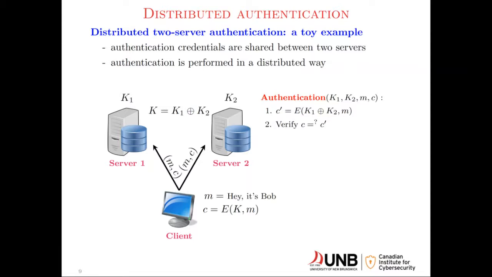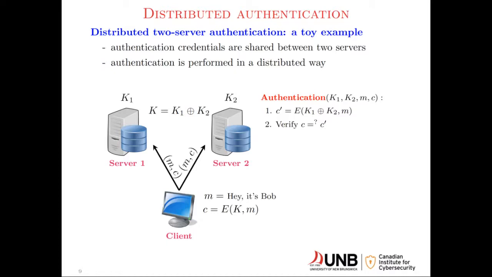If the server can compute the same ciphertext, then the authentication is done, because the key is only known to the cloud. Now we assume that the key is distributed among two servers using simple XOR operations. These K1, K2 are chosen randomly and given to the two servers. So we can do the same thing. In the authentication process on the right-hand side, in step one, they need to perform the encryption in a distributed manner. If we can do this, then we achieve the same functionality as before, and we also reduce the risk of cyber attack, because if the attacker attacks one server, my keys are still protected and no information is leaked.